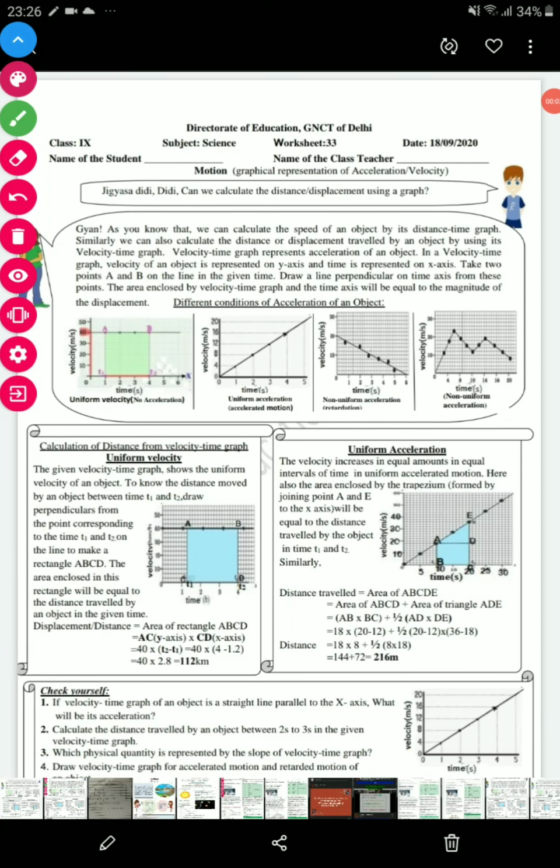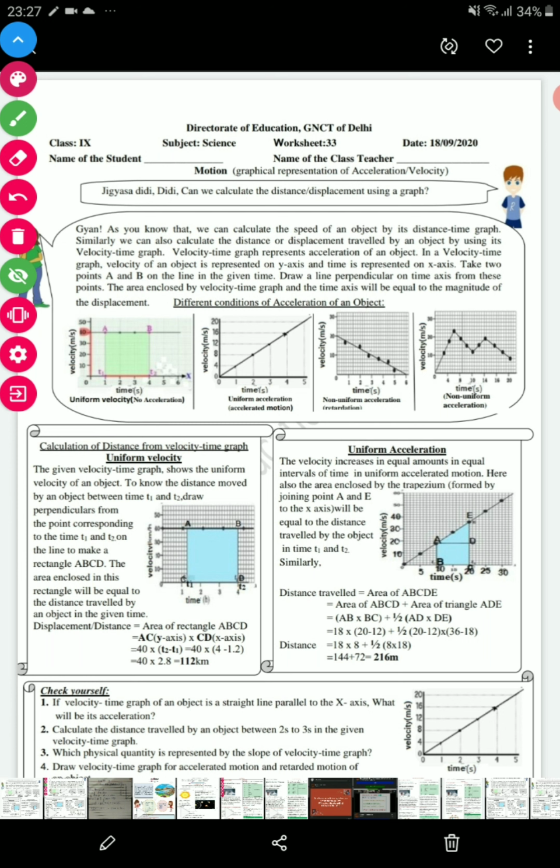Good morning, students. Once again, we are here to discuss RDOE worksheet 33 from your chapter Motion, and today we will discuss graphical representation of acceleration, or velocity. Student Gyan asked, can we calculate the distance or displacement using a graph? In our last worksheet, we did how we can calculate the speed through a distance time graph. Today we will discuss how we can calculate the distance or displacement through a velocity time graph, right?